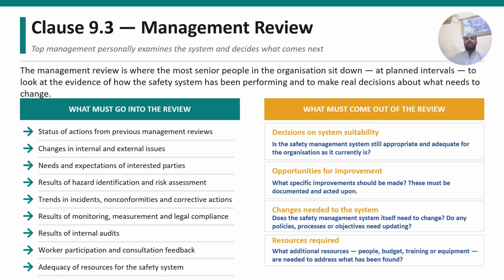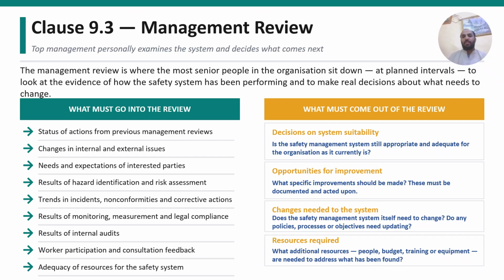The management review is a genuine, formal examination of the entire safety management system by the most senior people in the organization, not delegated to the safety team, not reviewed at an operational level, but at the very top, and it must happen at planned intervals, not just before an external audit.